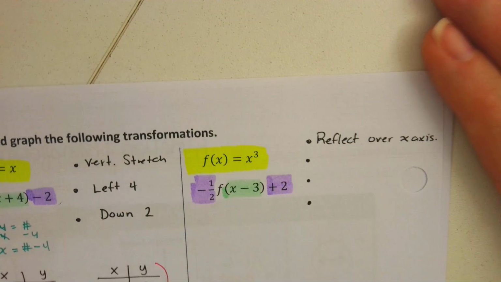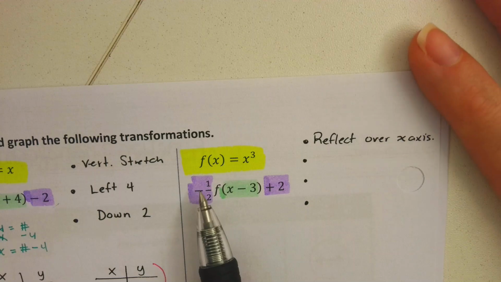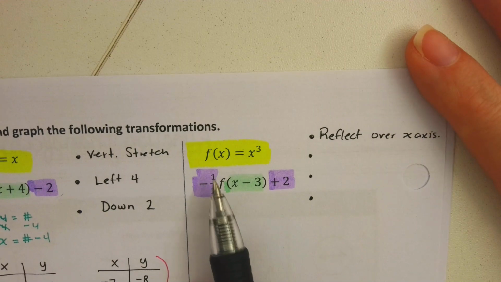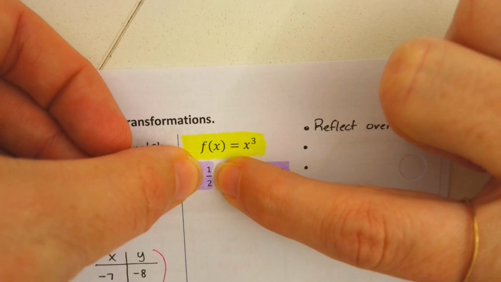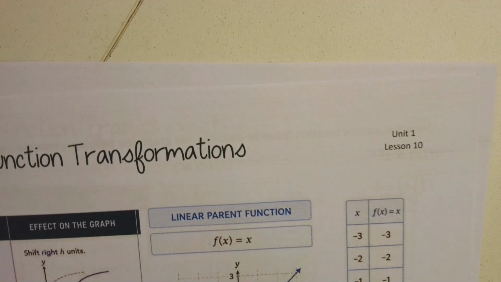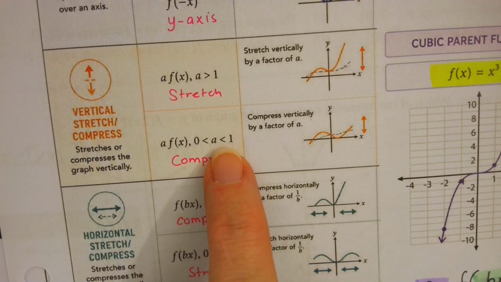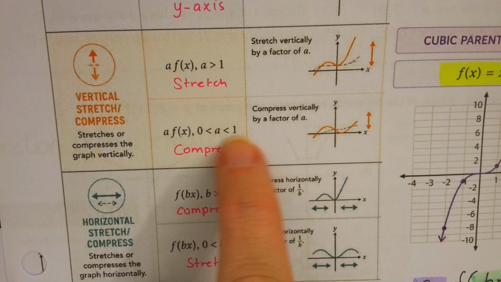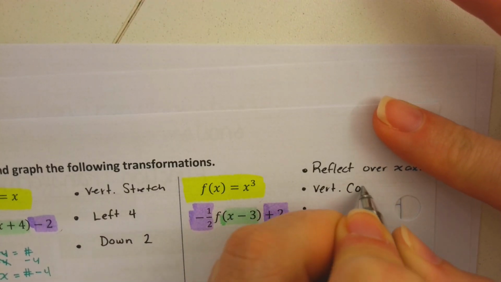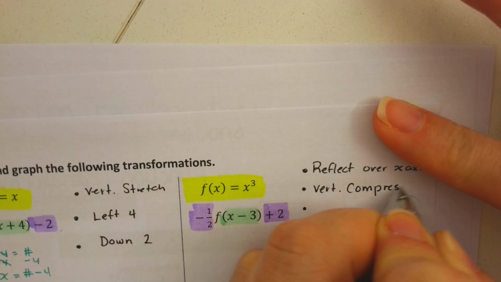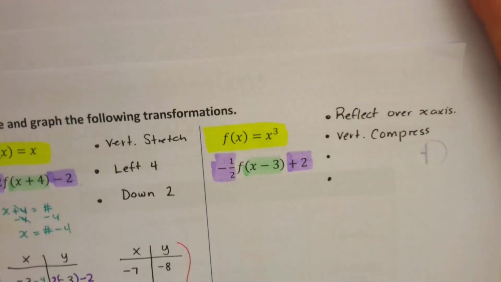All right, Harvey, what's another one y'all found? Not a vertical stretch. The 1/2 would not be a vertical stretch. If we look back at our table, that would be a vertical compression. That's between 0 and 1, so that would be a compression. Vertical compression. All right, Sean, what's another one y'all found?